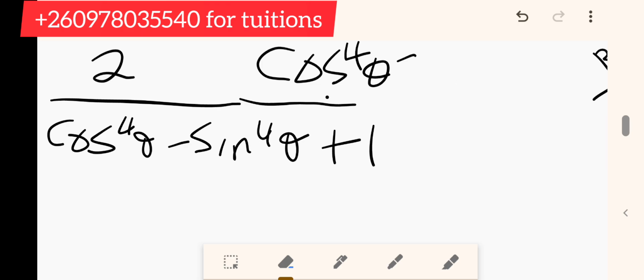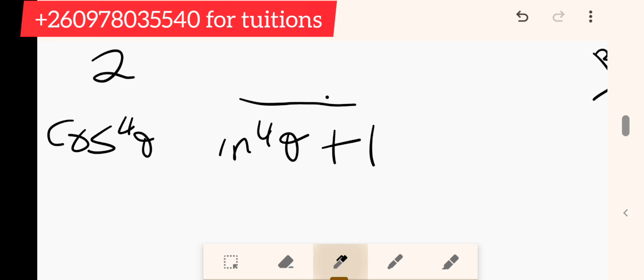So I'm trying to prove this side. Remember, I'm proving this side, right? So I can try to change any of them. Which one can I change? Can I change sine power 4, or should I change cos power 4? So if I want to change something here, let me say I want to change cos power 4.